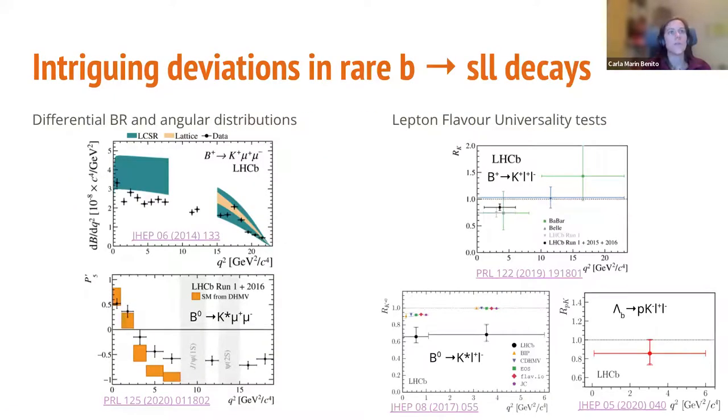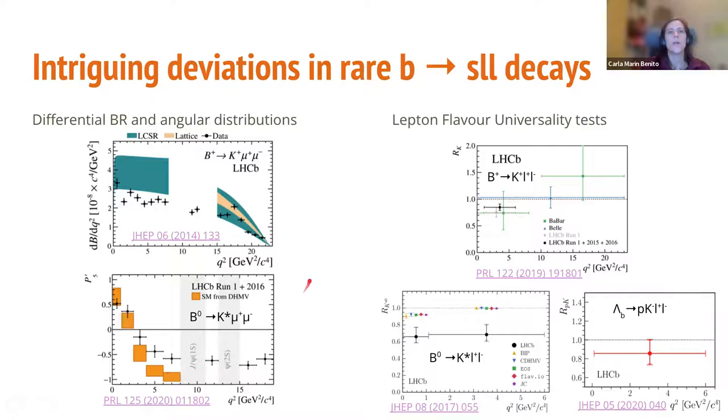Okay, so as you know, we have some intriguing deviations in this type of decays in the recent past. We have it both in what we call not so clean observables. So these are, for instance, branching fraction measurements and angular distributions that you can see here. The branching fractions have a pattern of being lower than the standard model prediction, while for the angular distributions, the most famous one is this P5 prime observable in B to K star mu mu that is also away from the standard model prediction.